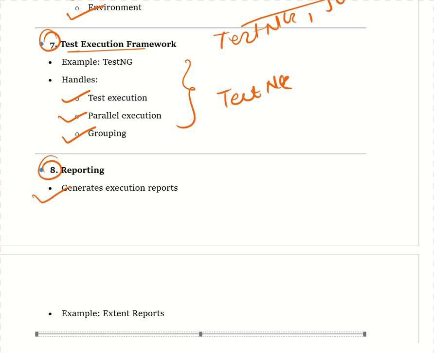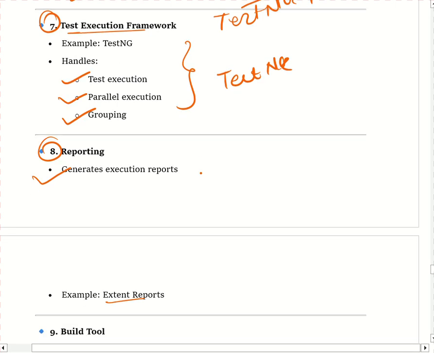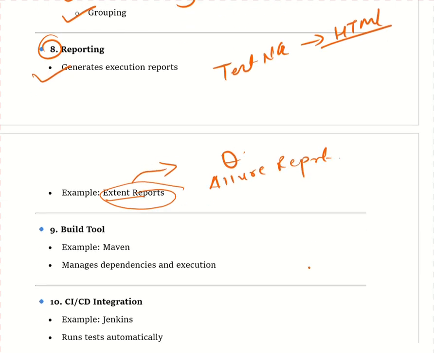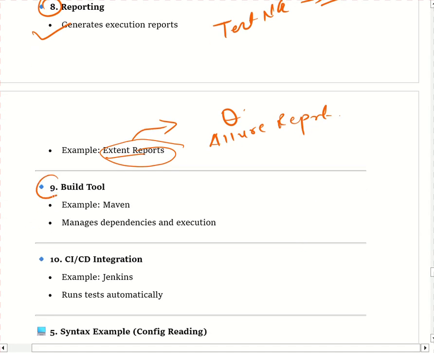For report generation, we are using Extent Report, and reporting means we generate the execution report. When we use TestNG, it gives us a basic HTML report, and when we use Extent Report, we get details of which test cases passed and which failed. All details about failed test cases we get with the help of Extent Report or Allure Report. Then the ninth component is the build tool, and as the build tool we are using Maven.